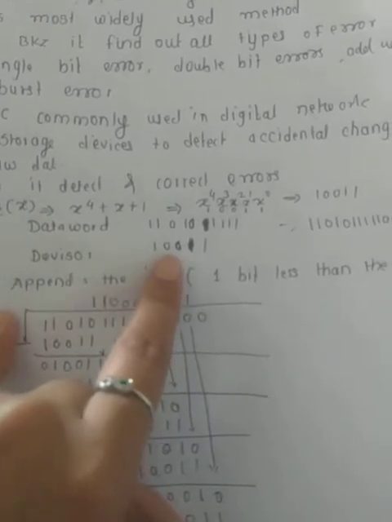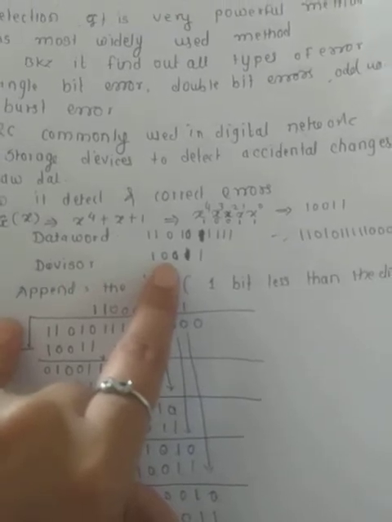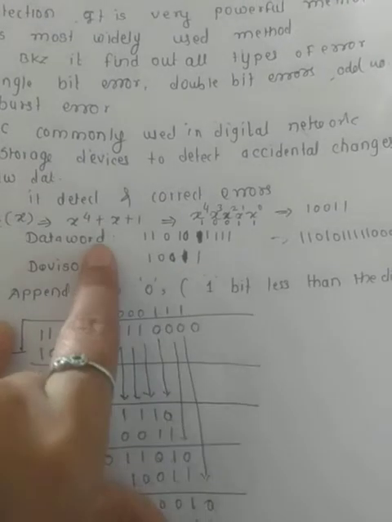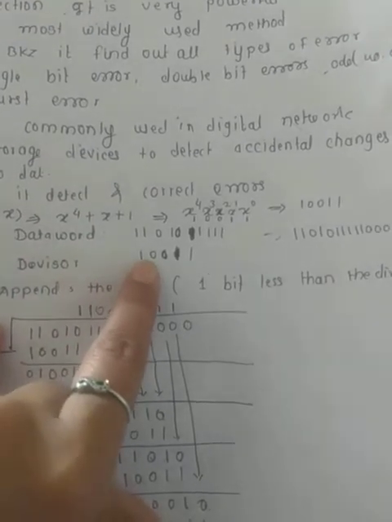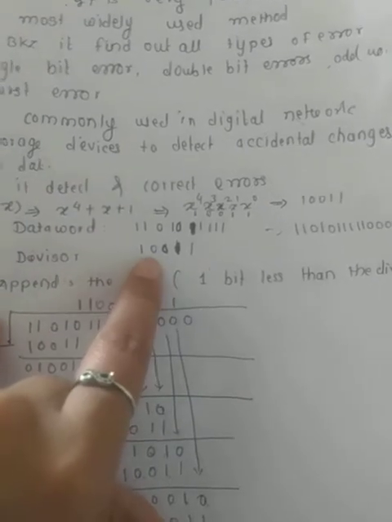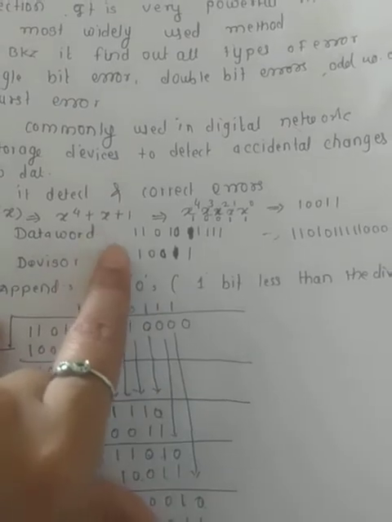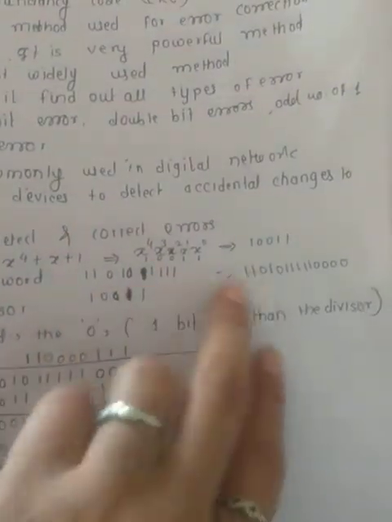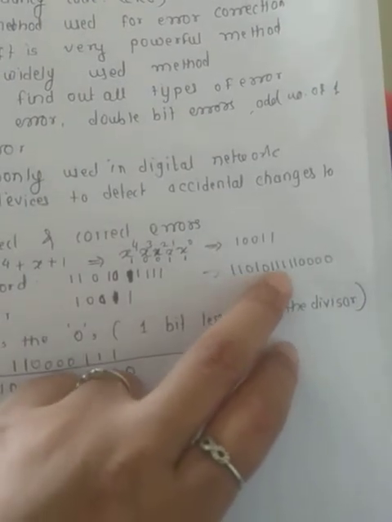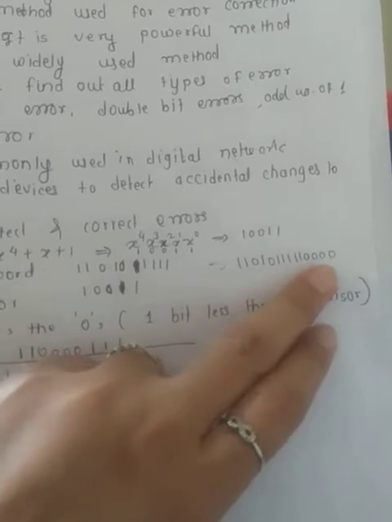We consider one bit less than the number of divisor bits for appending zeros to the data word. There are a total of 5 bits in the divisor, so we consider 4 zeros to append to the data word. So we get a final data word as 1 1 0 1 0 1 1 1 1 1 with 4 zeros appended here.